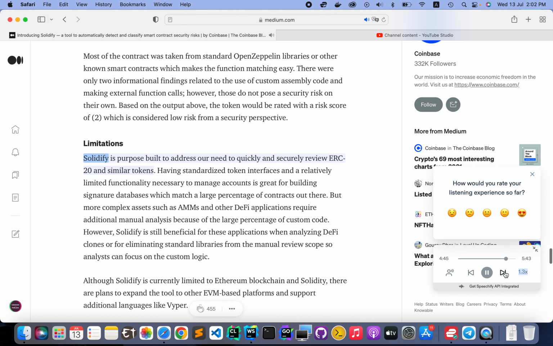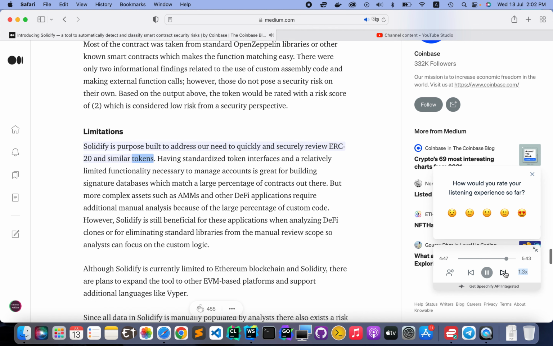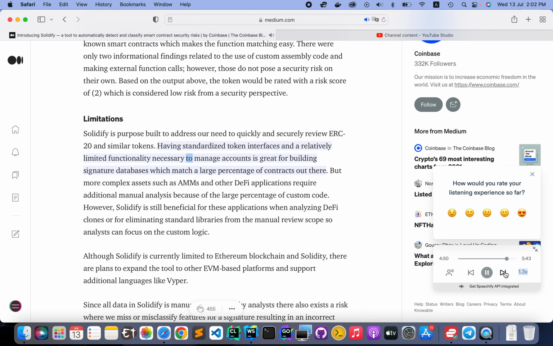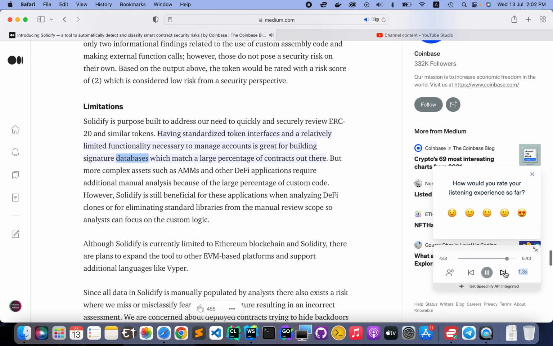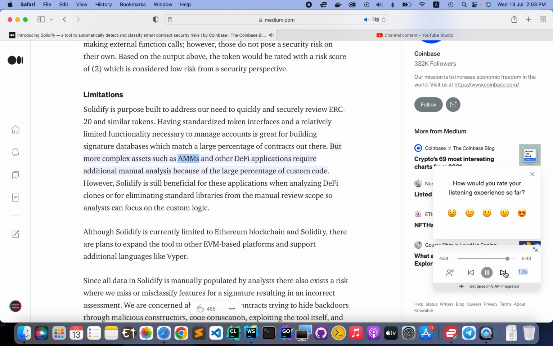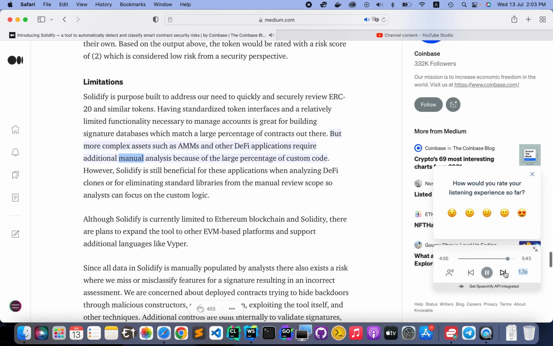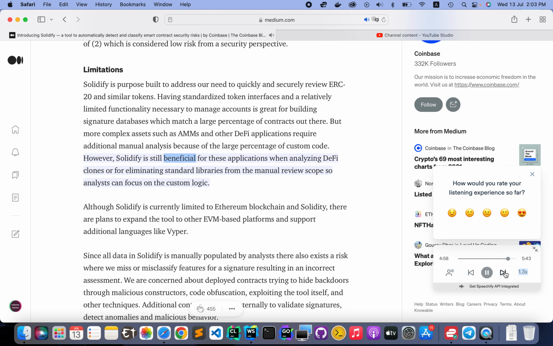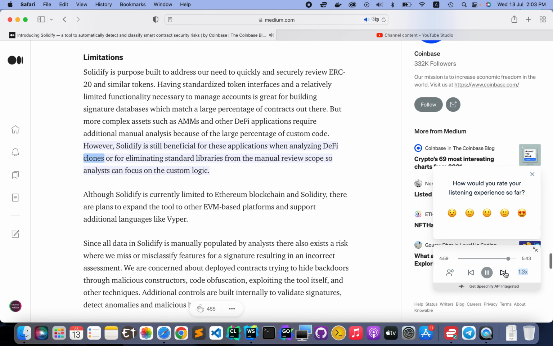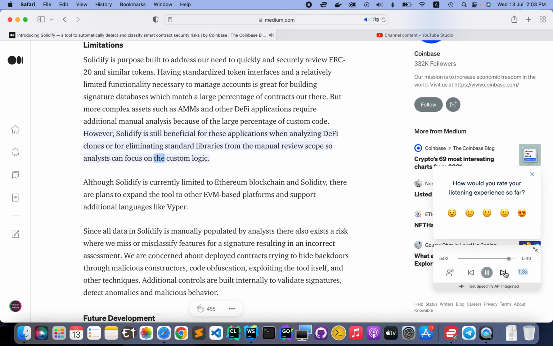Limitations. Solidify is purpose-built to address our need to quickly and securely review ERC20 and similar tokens. Having standardized token interfaces and a relatively limited functionality necessary to manage accounts is great for building signature databases which match a large percentage of contracts out there. But more complex assets such as AMMs and other DeFi applications require additional manual analysis because of the large percentage of custom code. However, Solidify is still beneficial for these applications when analyzing DeFi clones or for eliminating standard libraries from the manual review scope so analysts can focus on the custom logic.